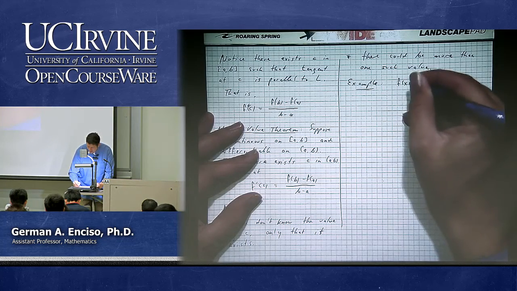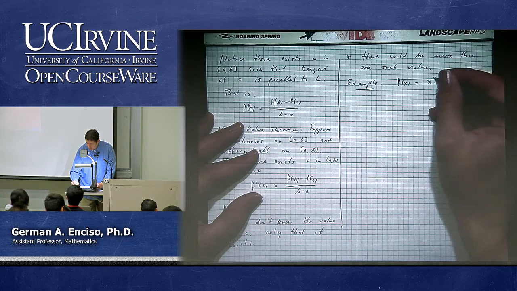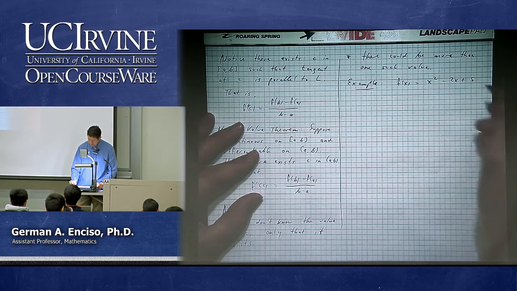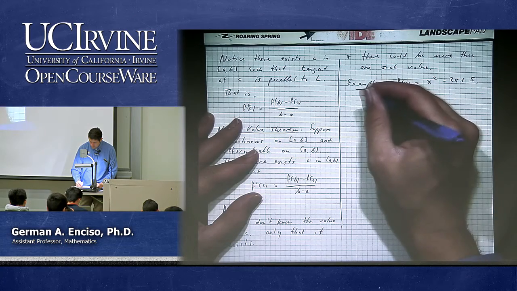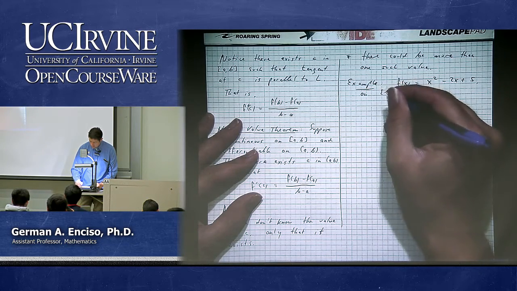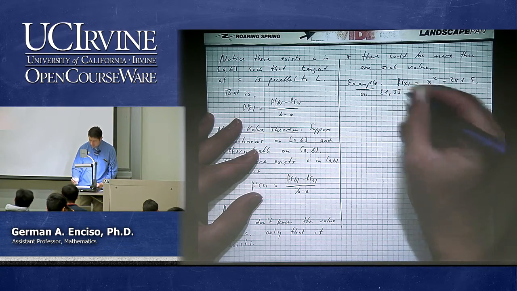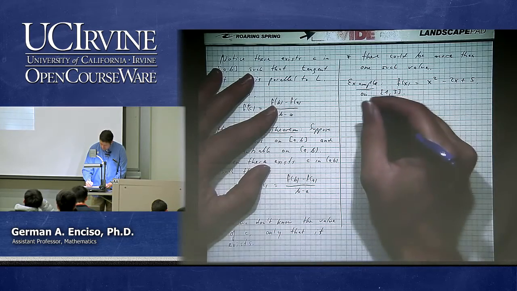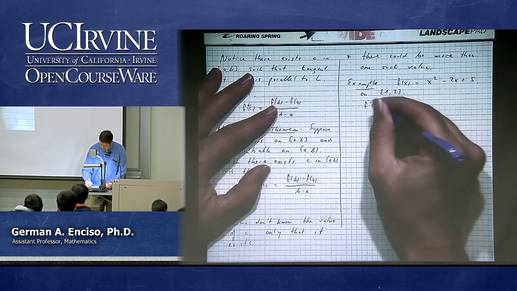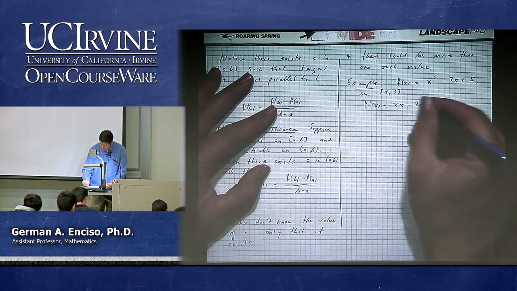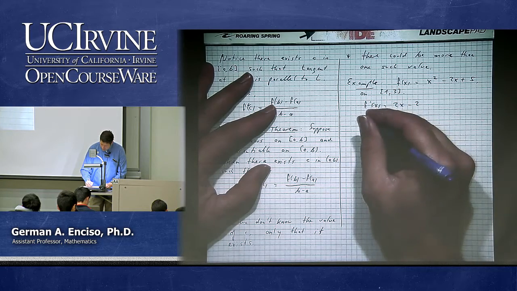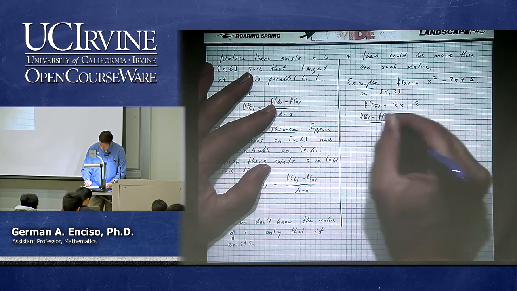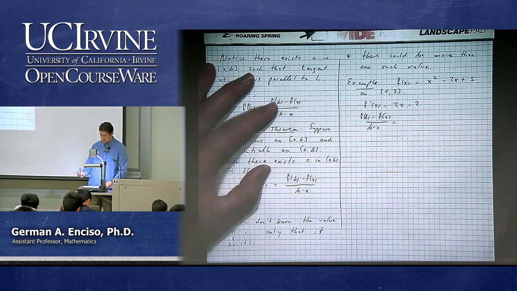So f of x equal to x squared minus 2x plus 5. And the interval is, let's say, 1, 3. Okay, this is just one example. Any function would work. So f prime of x is equal to 2x minus 2, and f of b minus f of a divided by b minus a is equal to what?